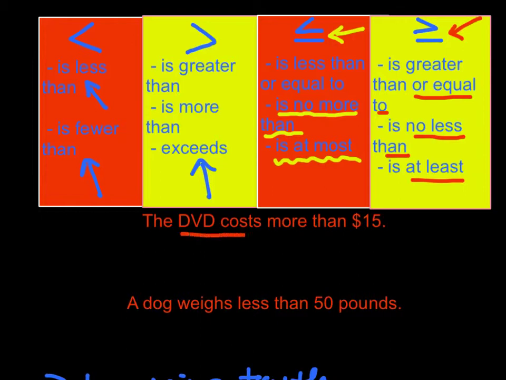So the DVD costs more than $15. So we could write D is more than $15. So the DVD could cost $16, it could cost $72, who knows, that could be an expensive little DVD. But D is greater than 15 would be the way we could write that. So the DVD is my variable. More than, we've changed it to an inequality and we've added the number.